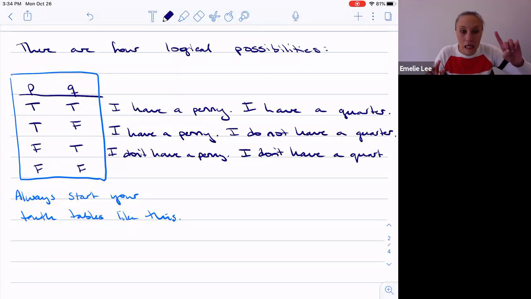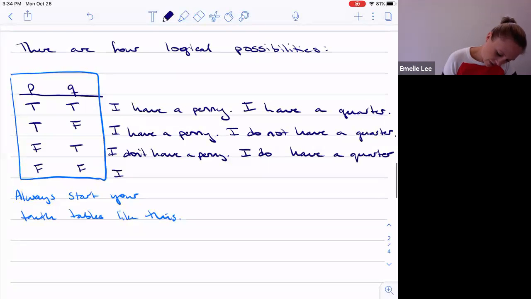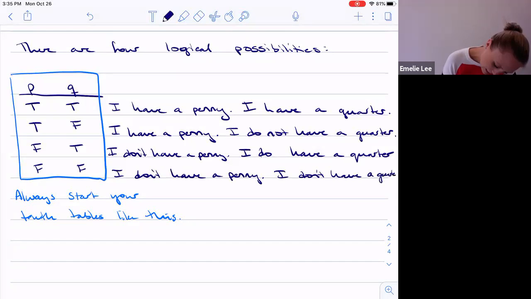But I do have a quarter. Nothing happened. Now I don't have a quarter, or I don't have a penny rather. I don't have a quarter. Close enough. Okay.